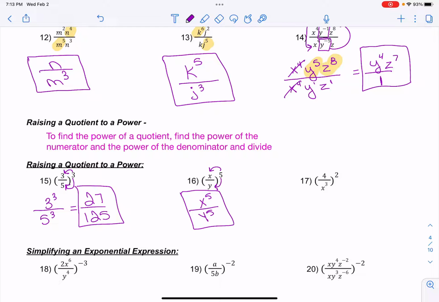And last of the one steps, we have 4 over x cubed raised to the second power. We distribute that second power to the top to get 4 squared. And then on the bottom, we have x to the third raised to the second power. So remember, that means we multiply our exponents. So that gives us x to the sixth. And last thing we need to do is simplify. So that 4 squared simplifies down to 16. And then on the bottom, we still just have that x to the sixth power.